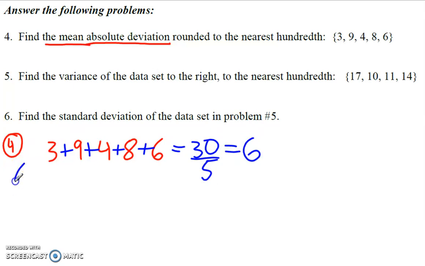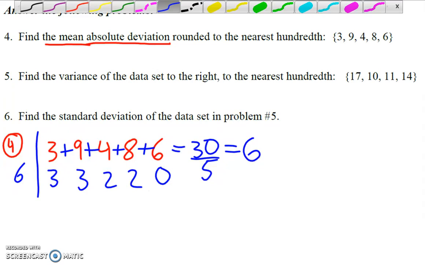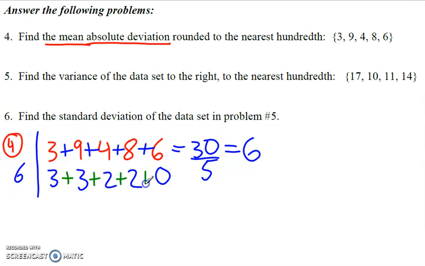Now, I'm going to go and figure out what's the difference to 6 on all of these. The difference here is 3, 3, 2, 2, and 0. That's the difference between all of these. I'm going to add these up. And again, divide by how many there are. This added up: 3 plus 3 is 6, plus 2 is 8, plus 2 is 10. Divided by 5. And that gives me 2. So the mean absolute deviation is 2.